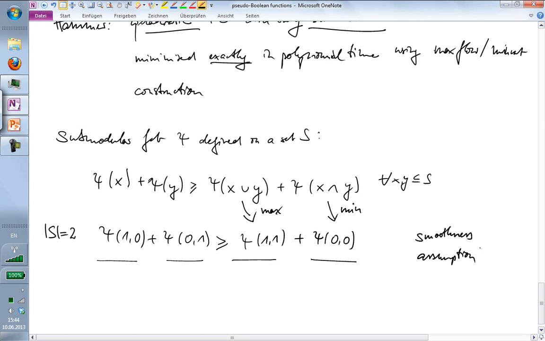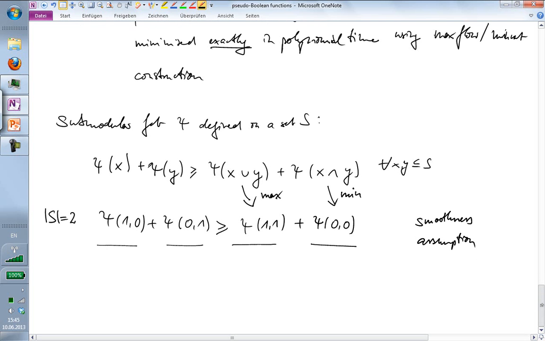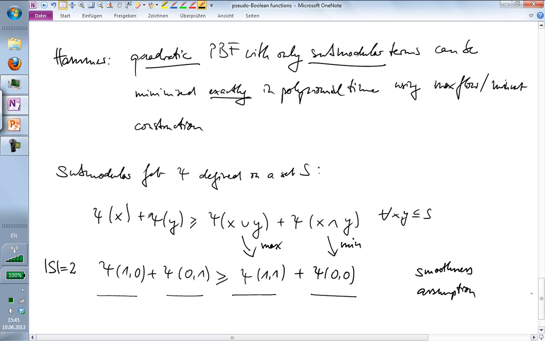And if this holds, and if we're only looking at binary MRFs, then we can solve them exactly in only polynomial time rather than using an NP-hard algorithm such as integer linear programming. So that is a tremendously important result. To do it, we need this max flow min-cut algorithm, which we will look at after the break.